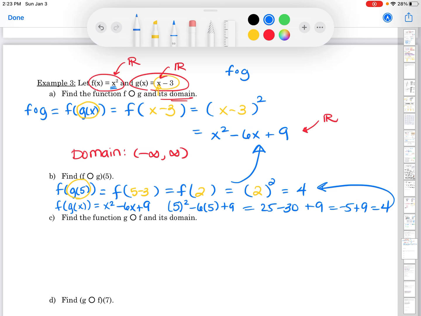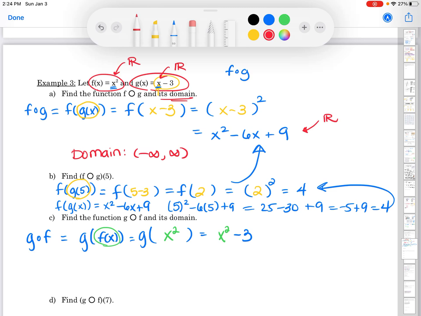All right, the next we want to find g of f, which is a little bit different. So instead of inputting g, we're inputting f. So that means g of f of x. So we're going to first put f of x into the g function. So we have g, we're going to put f of x in there. F of x is x squared. And then we're going to replace the x value in g with that x squared. So that's going to be x squared minus 3. Okay, so we do get different answers depending on the order that you do these in.